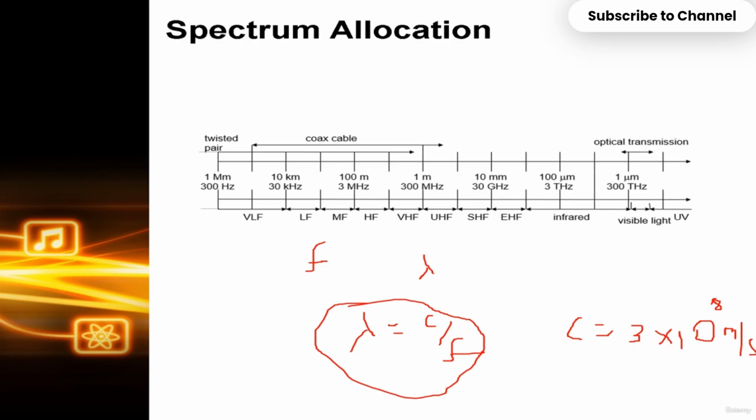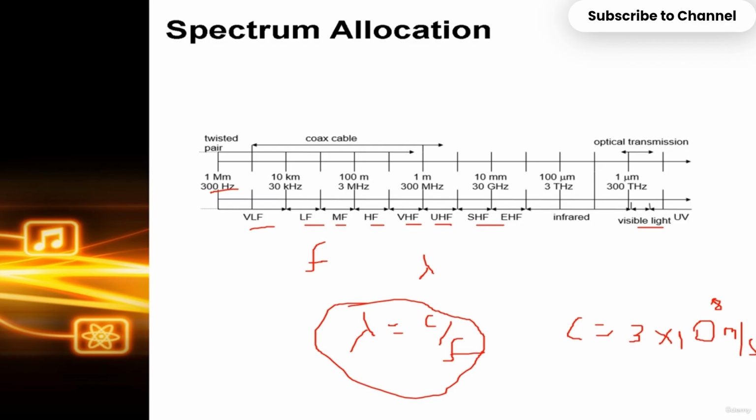By using this, they have formed various frequency bands: VLF, LF, very low frequency, medium frequency, high frequency, very high frequency, ultra high frequency, super high frequency, extremely high frequency, infrared, and visible light. Each of these frequencies operates in a particular range of hertz, like 300 hertz.